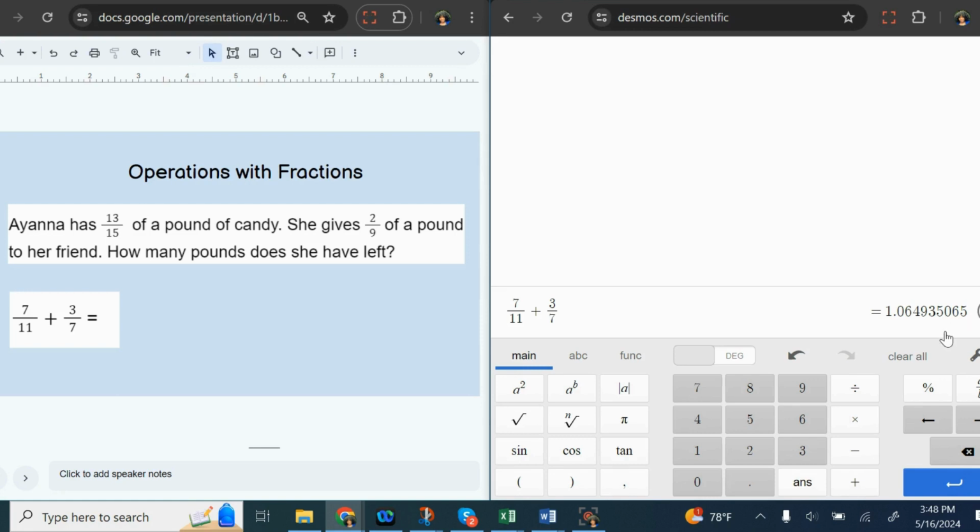So you have learned two ways in order to put a fraction into an online calculator. Either use the division symbol or use this fraction notation button over here.